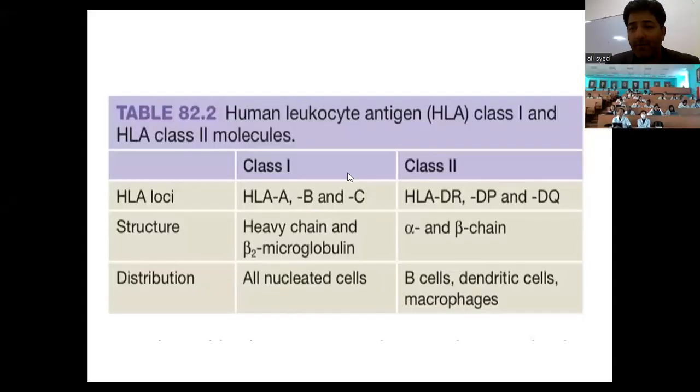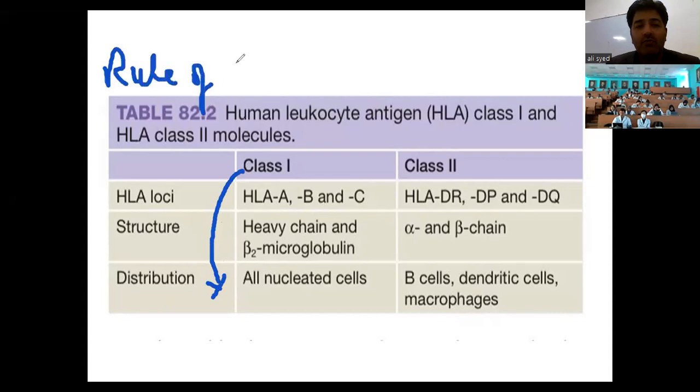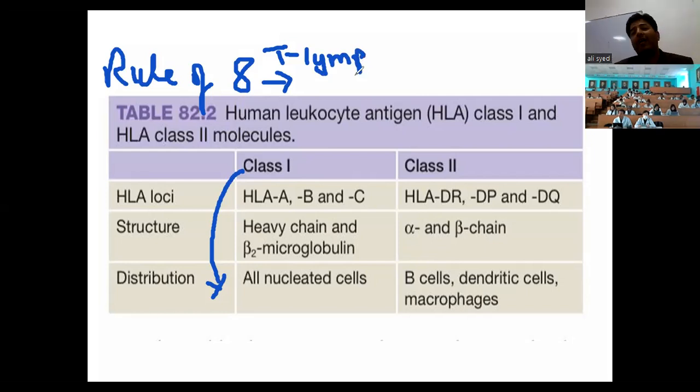Now coming to the next point. I will explain how graft rejection occurs in the patient. Listen very carefully. First I will explain class 1. To remember class 1 and class 2, you must know the rule of 8. They are going to act on T lymphocytes. In the starting of my lecture, I explained that graft rejection is mainly due to T lymphocytes. You have CD4 T cells and CD8 T cells.